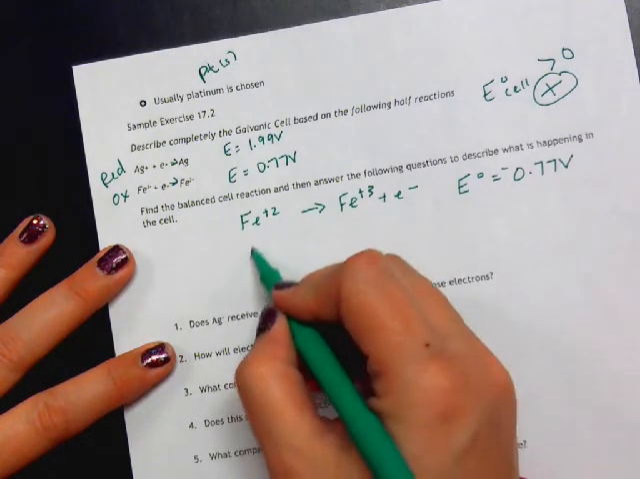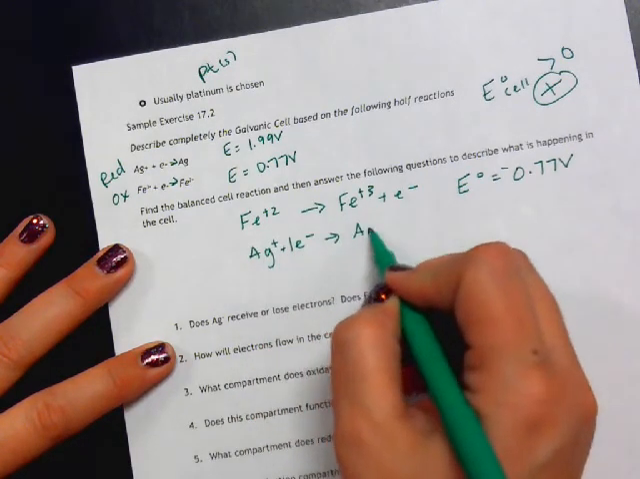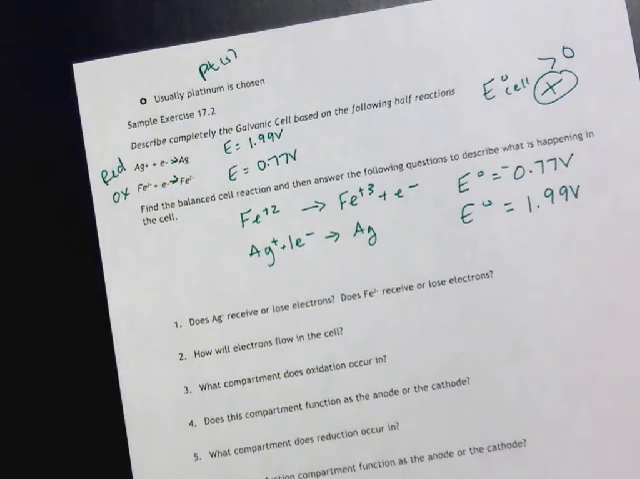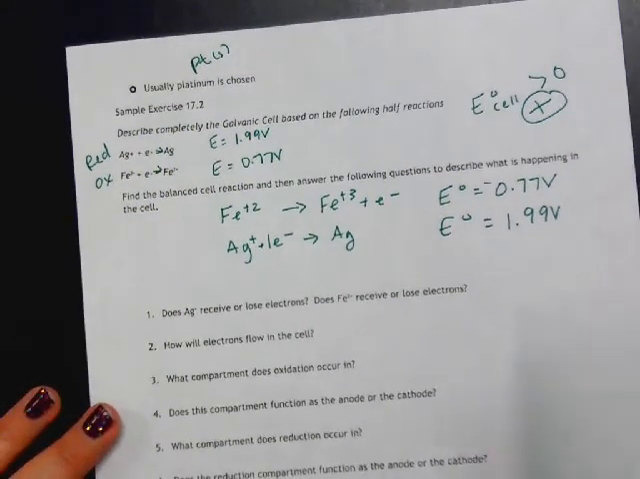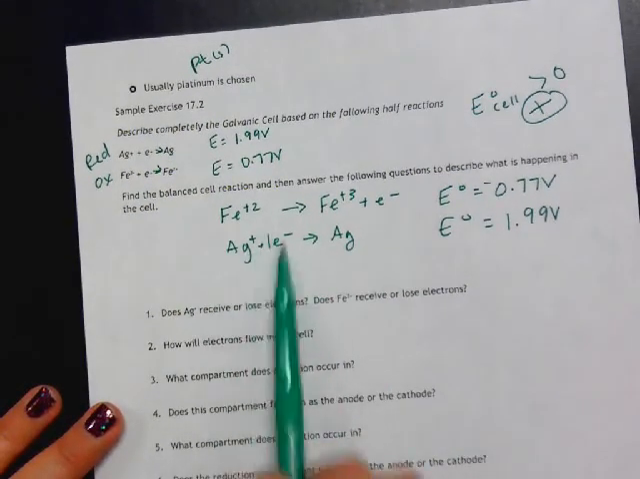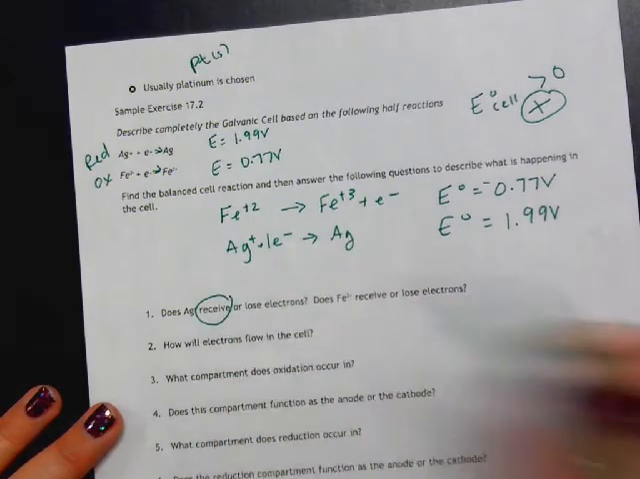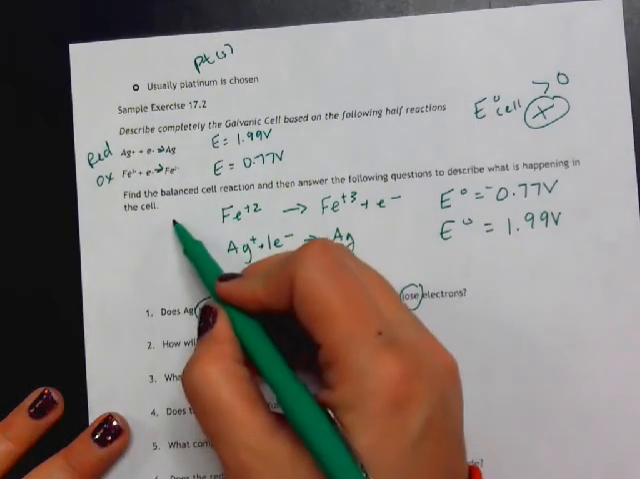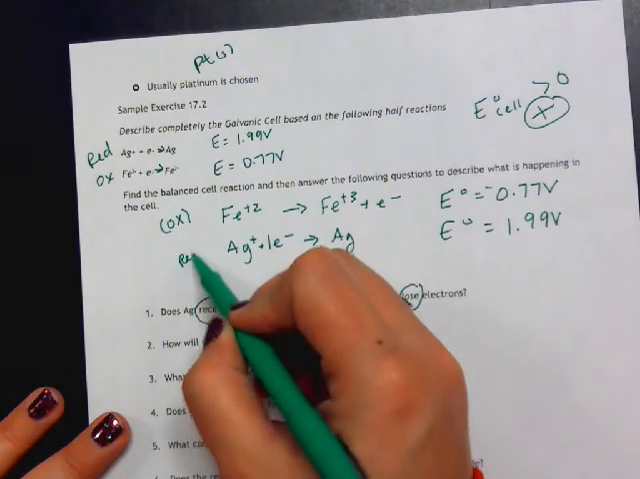And then we will write the other half reaction. Its cell potential does not change because we did not flip it, and it's still reducing. So, now let's answer these questions. Does the silver receive or lose the electrons? Silver has electrons as a reactant, so it is receiving electrons, which means the iron is losing them. Again, that's because this is the oxidation and this is the reduction.